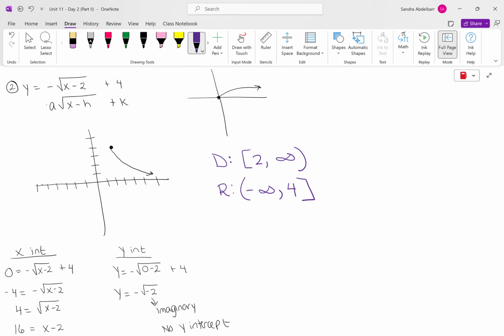Anybody want to see it in set notation? All right, so in set notation, this is x such that 2 is less than or equal to x, which is less than positive infinity. And for this one, we're going to have y such that negative infinity is less than y, which is less than or equal to 4.